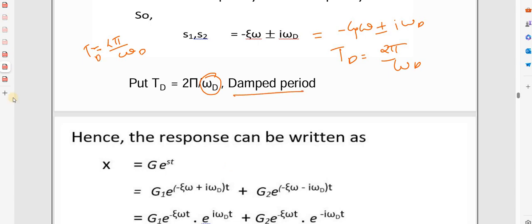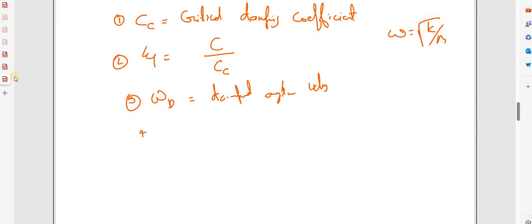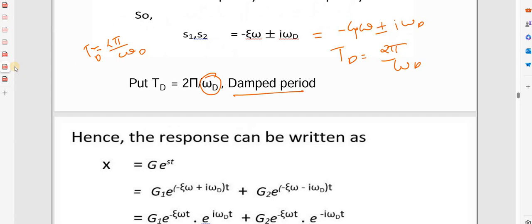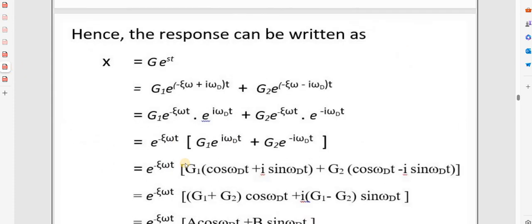Okay, damped period. So another term, the fourth term which we will be introducing today, is the damped period, that is 2 pi by omega d. So this is equal to root of k by m minus eta into omega, the whole square. Now this was our general equation. Now for s, we have two roots: one is minus eta omega plus i omega d and the other is minus i omega d.